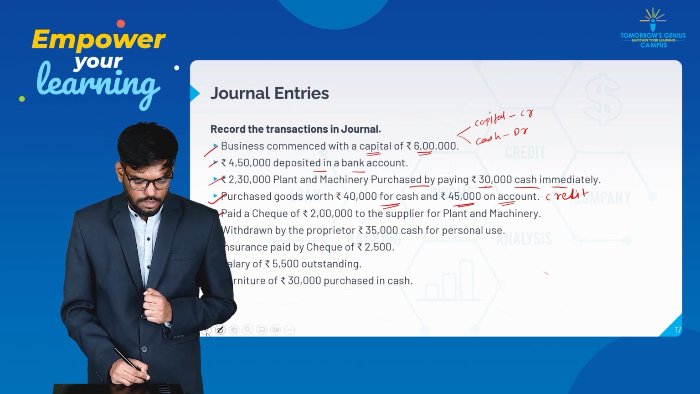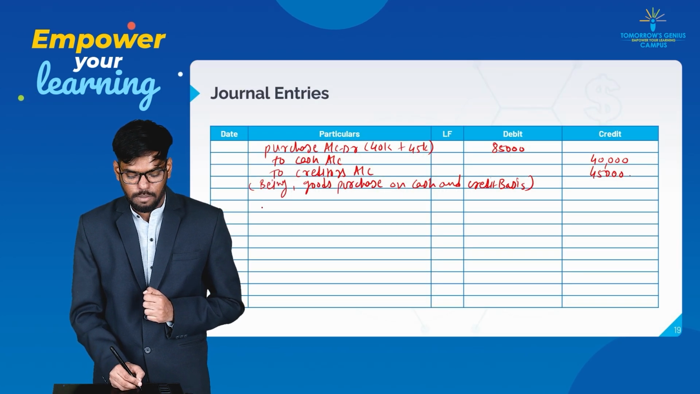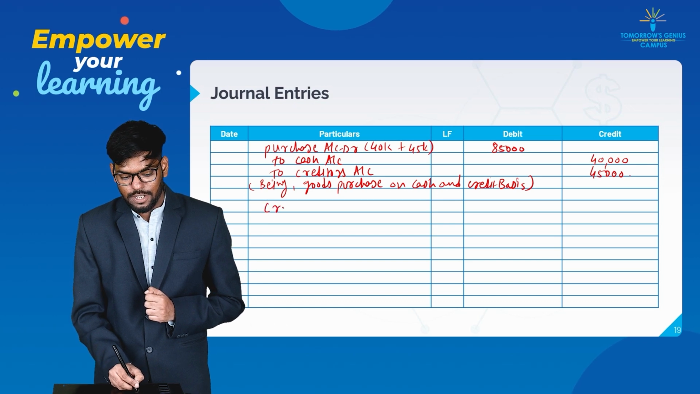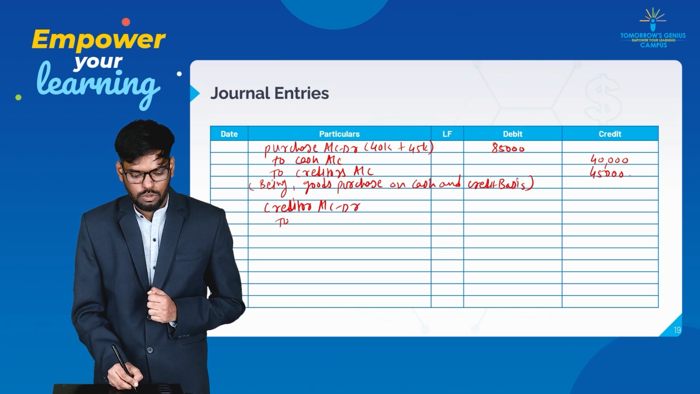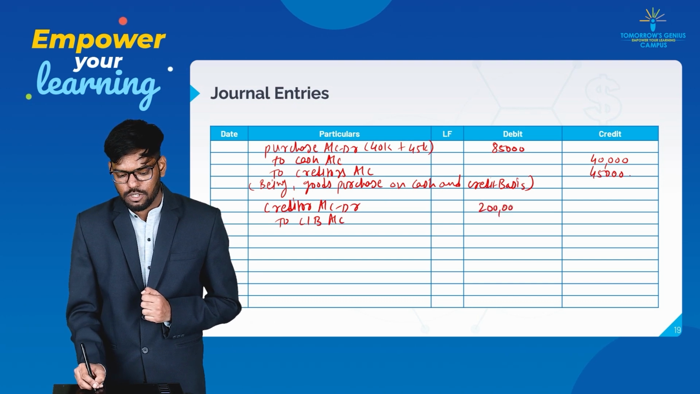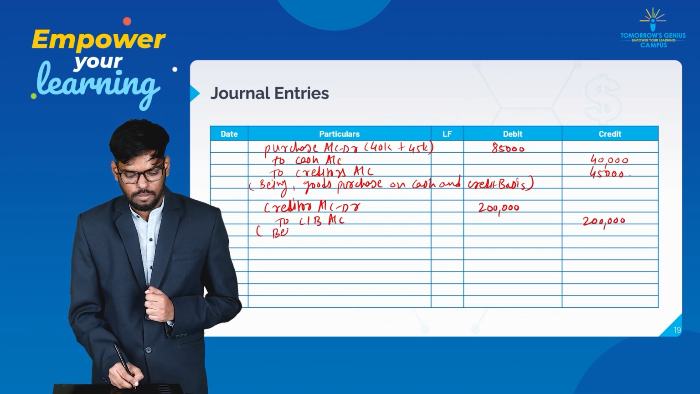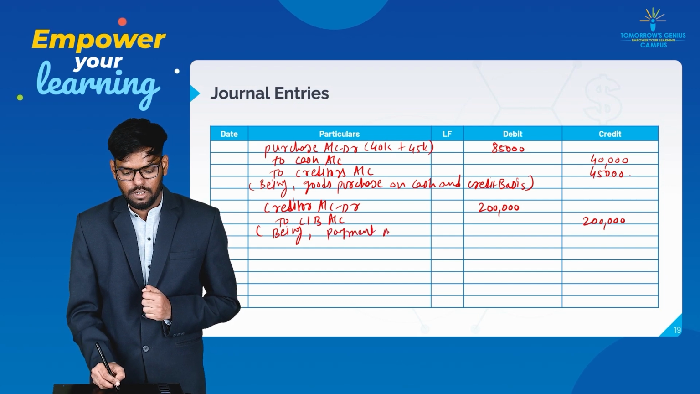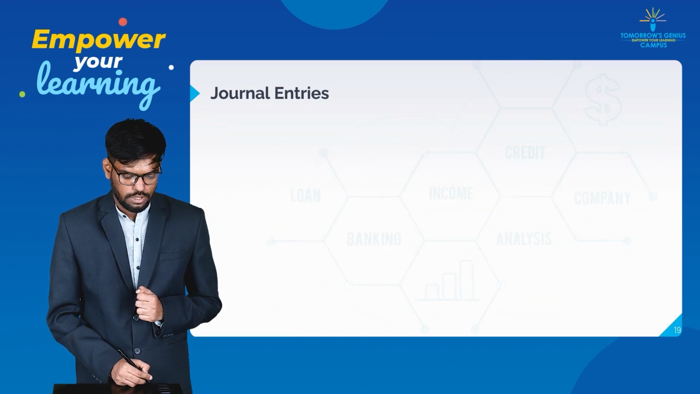So here what will be the entry? Payment of plant and machinery, 2 lakh rupees is a payment for plant and machinery. So the entry will be creditor account debit to cash or bank account. You have paid 2 lakh rupees. Right? Being payment made for plant and machinery. Simple. Then we have to see the next transaction now.